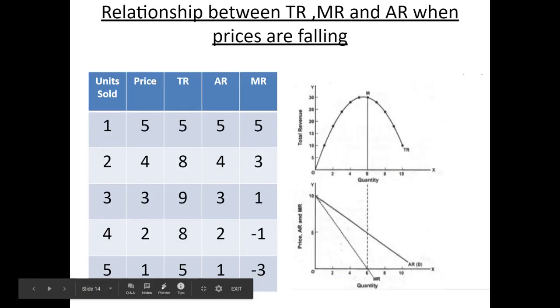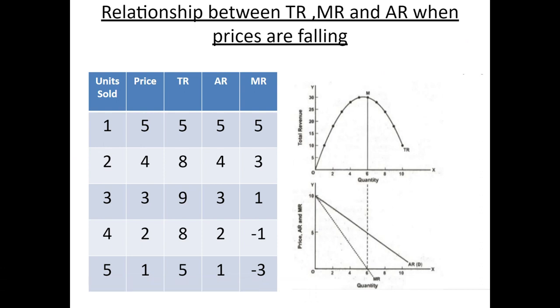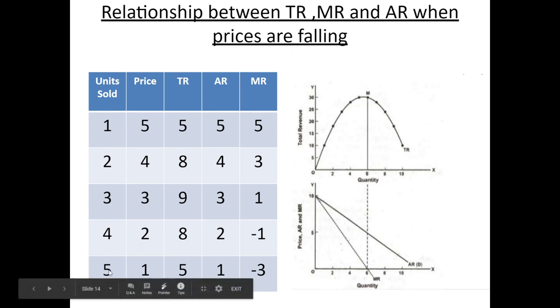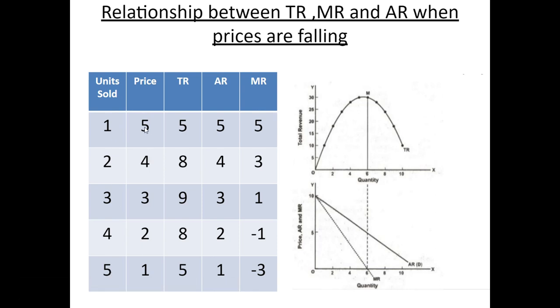Let us now study the relationship between TR, MR, and AR when the prices are falling. So, again, we have made a schedule where the units sold are increasing from 1, 2, 3, and so on, and the prices are now falling starting from 5, decreasing to 4, then 3, 2, and 1.